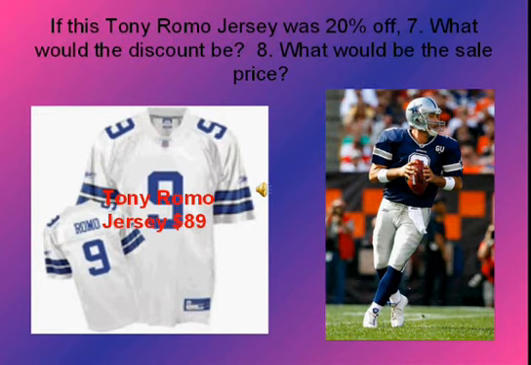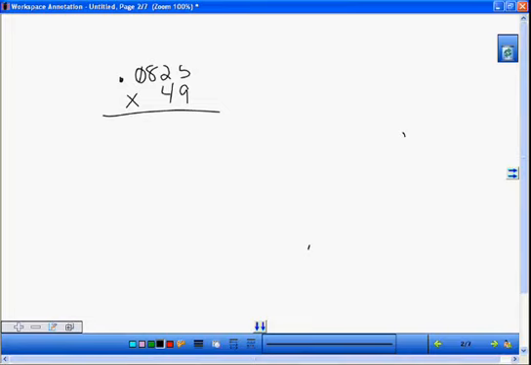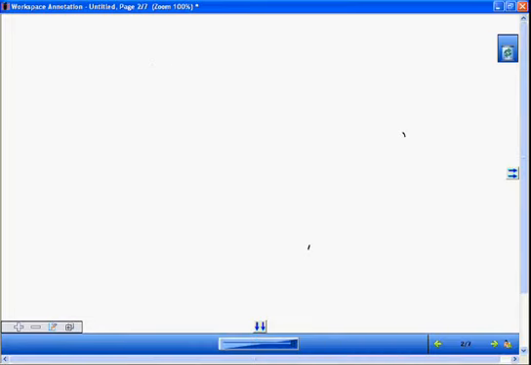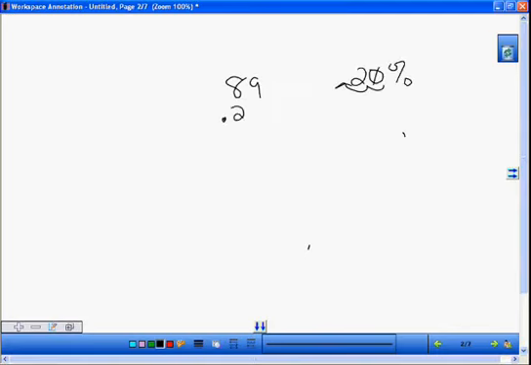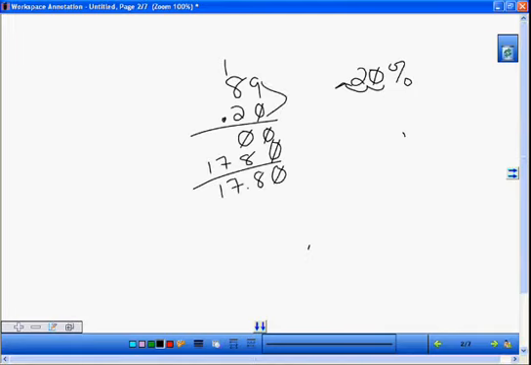Okay, so it's $89, and the discount of 20% would be $17.80. And here's how you found that. You took your 89 and you multiplied it by the discount as the decimal, so move 2 places to the left. Okay, when we work this out, we get $17.80, but there's 2 decimal places, so $17.80. But remember, this is the discount.